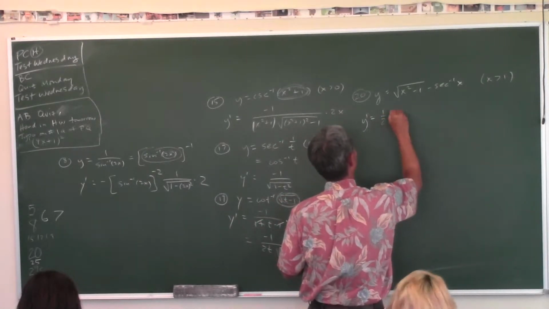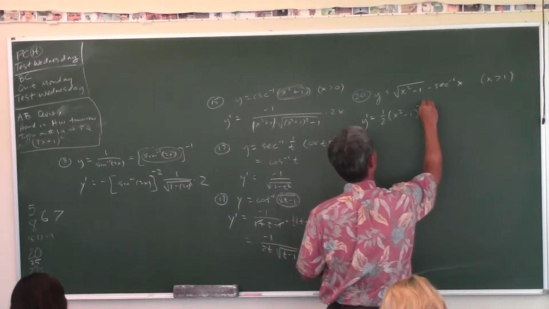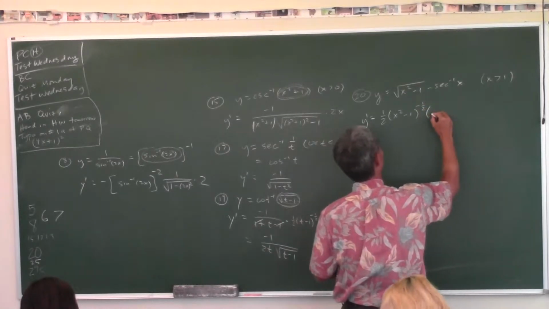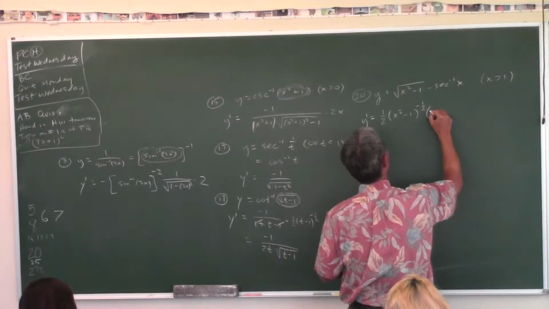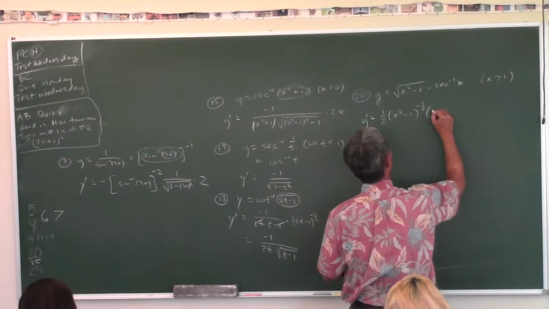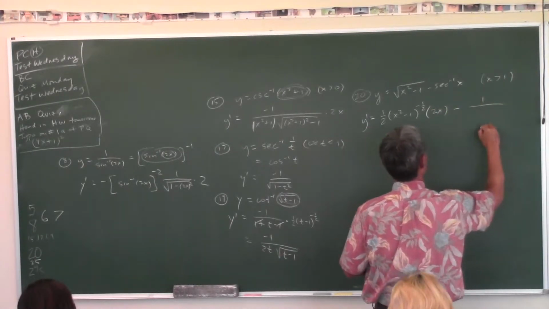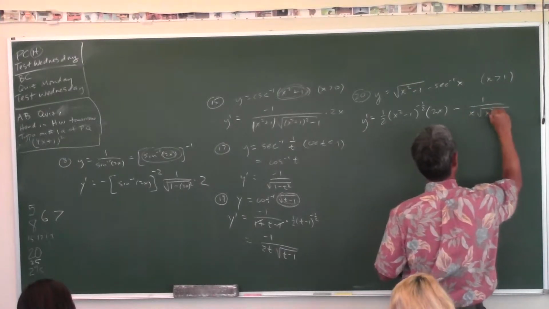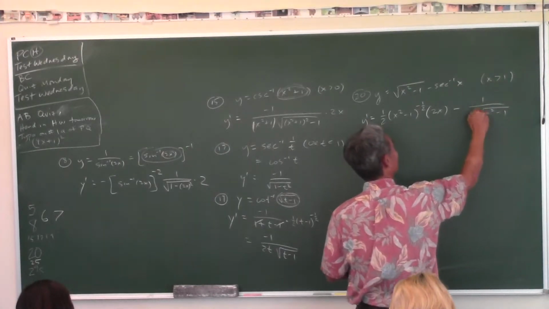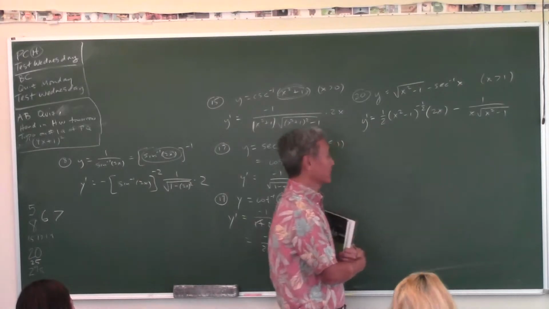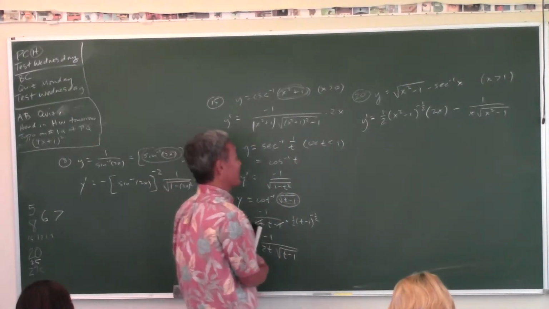Half x squared minus 1 to the negative half, times 2x, okay, that's fine, minus 1 over x square root x squared minus 1. Okay, that's correct. It's supposed to have absolute value, but because of this restriction, no need, yeah? Okay, now just gotta simplify this.